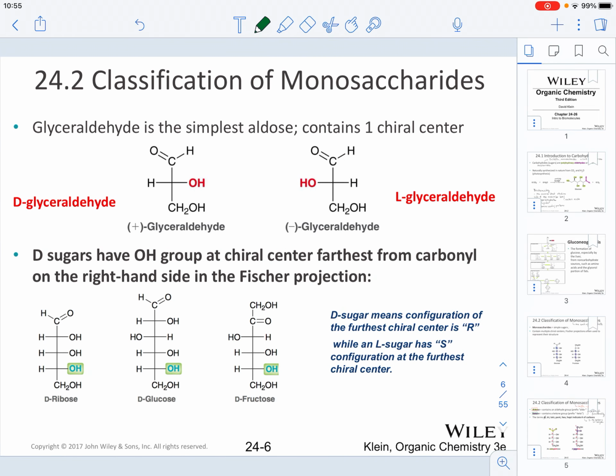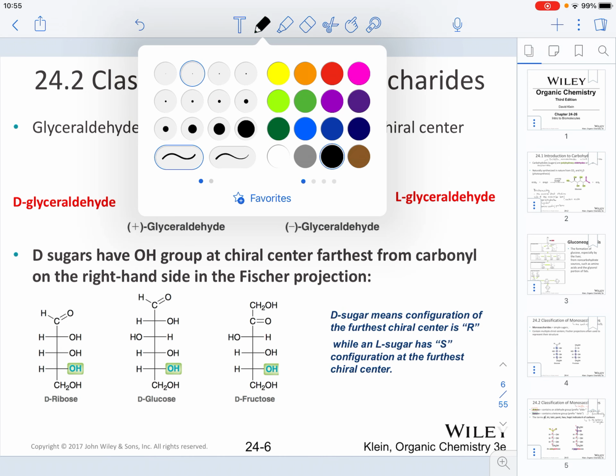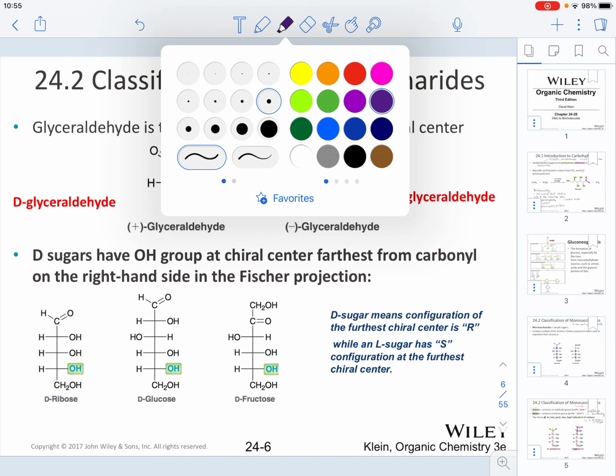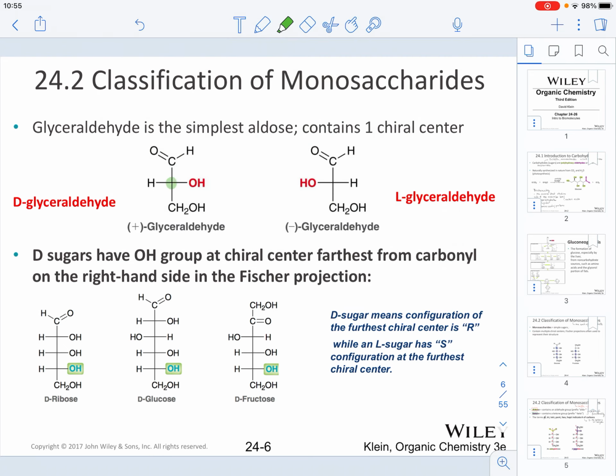The other classification that we have for monosaccharides has to do with chirality. As we already established, there are chiral centers present in these molecules. For example, here we have the simplest aldose, which is known as glyceraldehyde. In the case of glyceraldehyde, there is one chiral center, which I've highlighted in green.